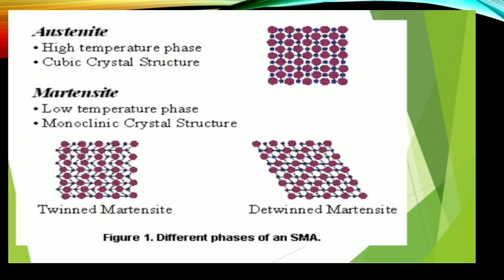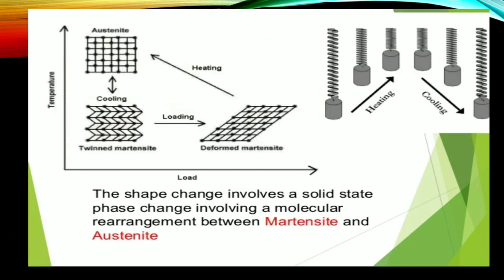Austenite is the high temperature phase with a cubic crystal structure. Martensite is the low temperature phase with a monoclinic crystal structure, in twinned and detwinned forms. Martensite means a needle-like structure. If you see it in electron microscopy, the shape is like a needle. These are the diagrams shown: austenite, cooling, detwinned martensite. When the load is applied, it deforms the material. When heating is done, it comes back to its original shape.